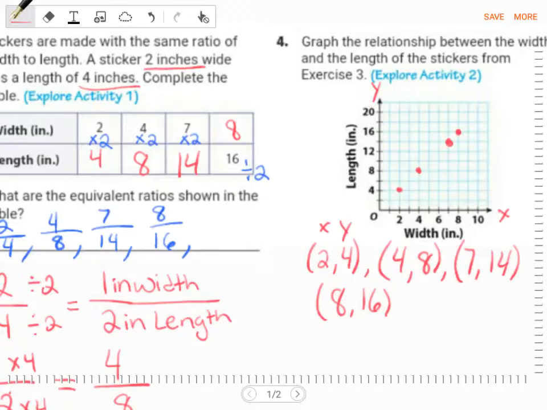Now that I have all my points drawn, I can connect. And make sure you always include that arrow at the end saying that you can keep going on forever, okay? These are just some of the points. These are just the ones that we ended up having on our table, but there are so many other points that could represent a width and a length of a sticker that would have worked and had the same ratio, okay? Let's go on to the other page here.